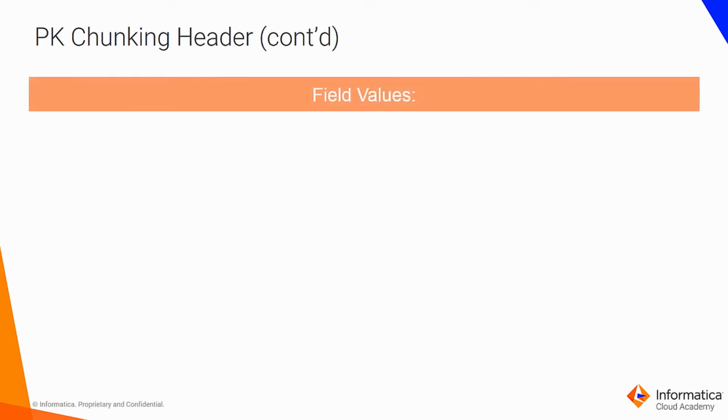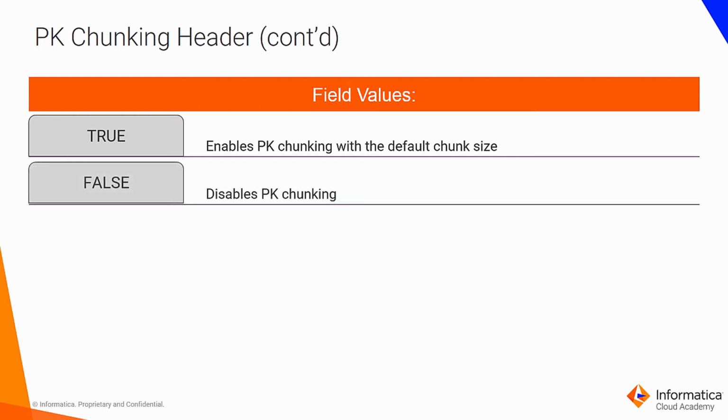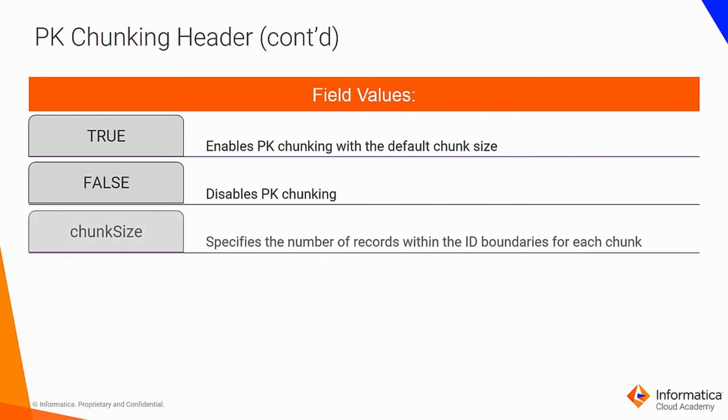Let us discuss some more field values. Some common field values are: true. This enables PK chunking with the default chunk size, starting from the first record ID in the queried table. False. This disables PK chunking. If the header is not provided in the request, the default is false. Chunk size. This specifies the number of records within the ID boundaries for each chunk. The default is 100,000, and the maximum size is 250,000. If the query contains filters or soft deleted records, the number of returned results for each chunk could be less than the chunk size.